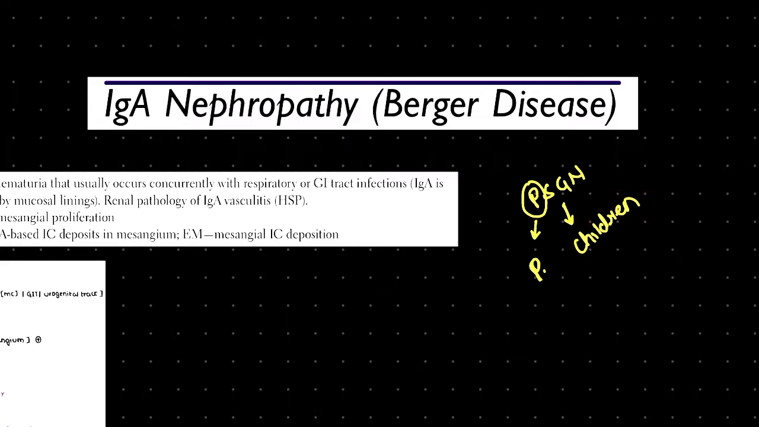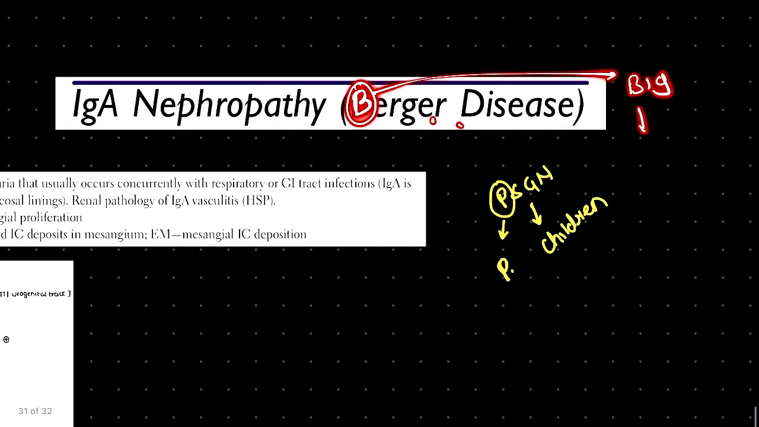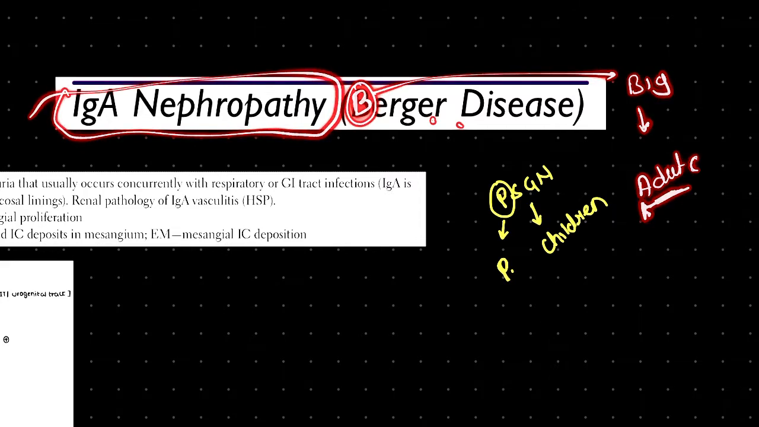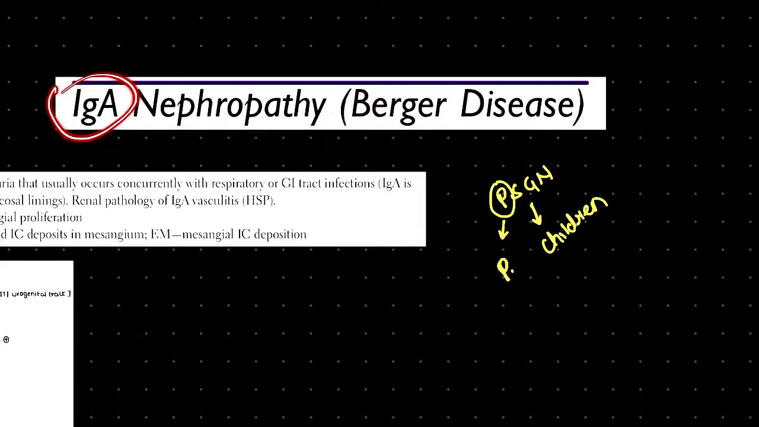But this Berger's disease, this B means big. That means Berger's disease is the most common cause of glomerulonephritis in adults. Now, why is it also called IgA nephropathy? It is called IgA nephropathy because there is a large involvement of IgA, which we'll be discussing shortly.